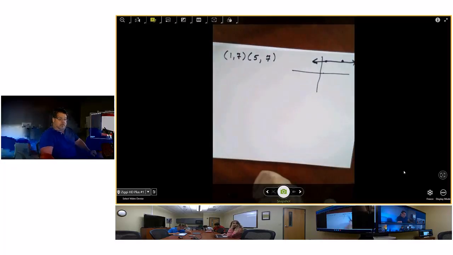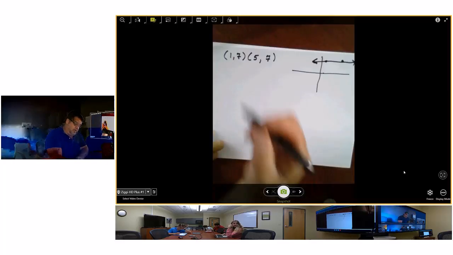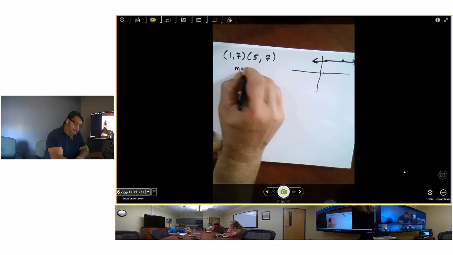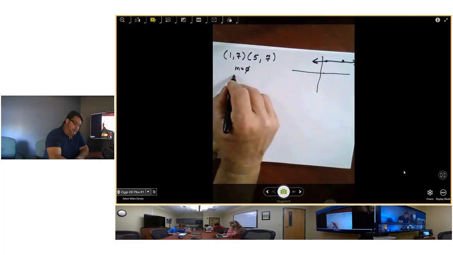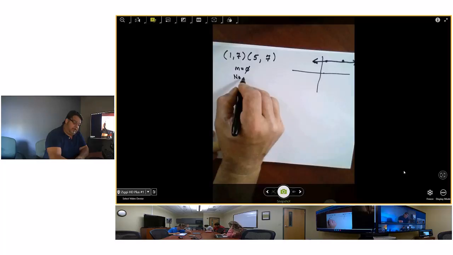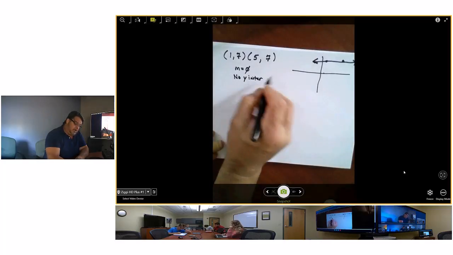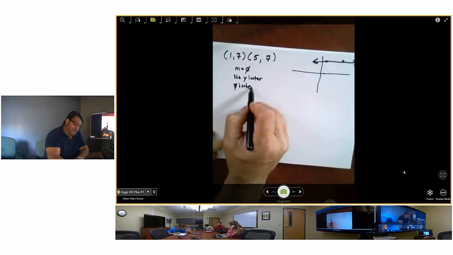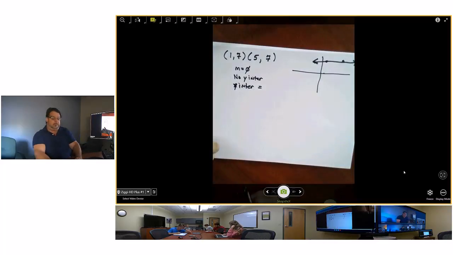It's a line. It's a horizontal line. Okay? So if it's a horizontal line, we know going into it, M is equal to what? 0. There's no x-intercepts. Sorry. And it crosses at wherever it crosses. The y-intercept is equal to, we'll find that out in just a minute.